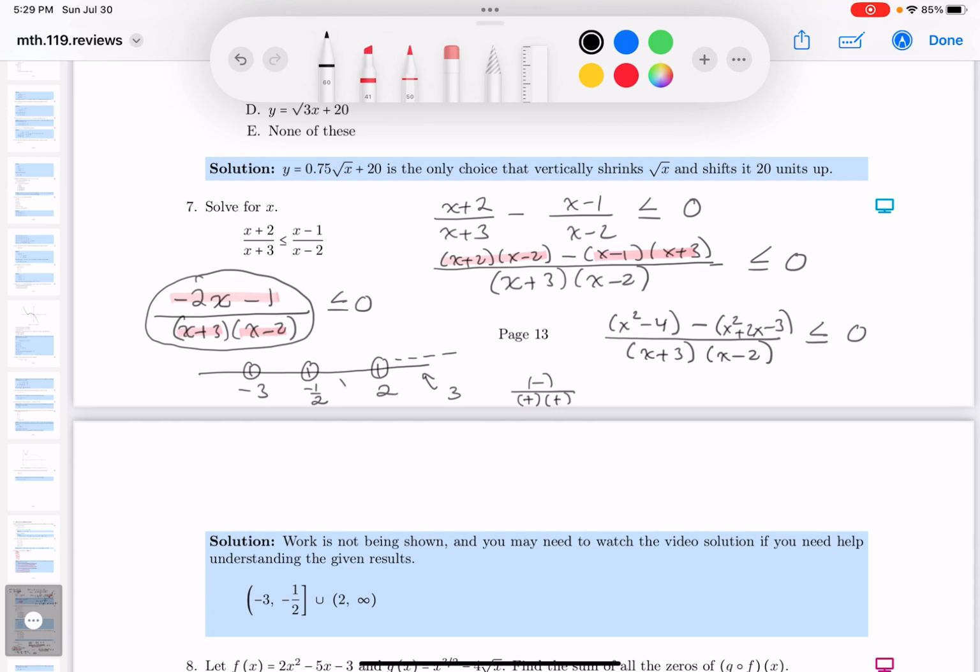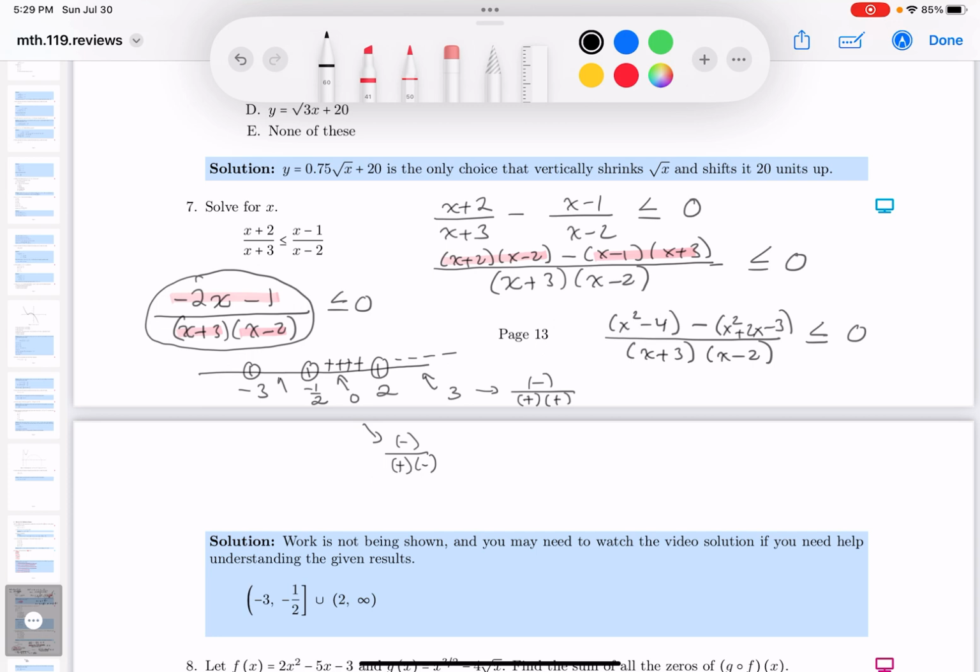I'm going to take a test point in between minus 1/2 and 2, and I'm going to say 0 is a good choice. What would you get on top if you did that? All right, let me put an arrow over here. You would get a negative number on top if you plug in 0. You get a positive times a negative. Overall, you'd get positive. We're just doing simple sign analysis.